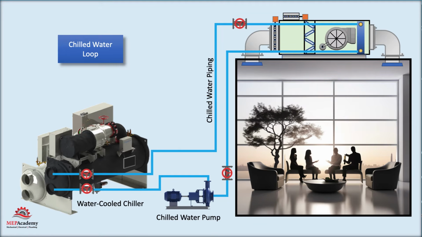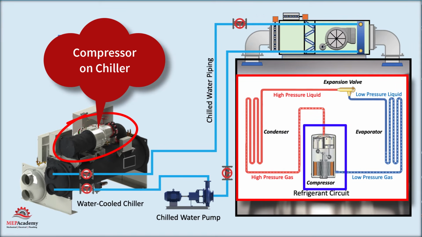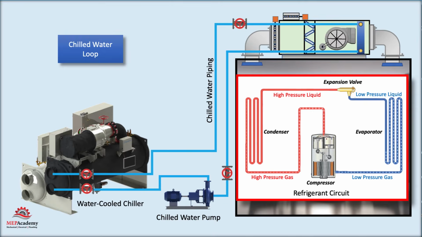The air handlers and fan coils circulate warm air over their chilled water coils, which cools the air sent back to the occupied spaces. The heat from the spaces is sent back to the chiller's evaporator in the chilled water return piping. That heat is absorbed into the chiller's refrigerant circuit of the evaporator. The compressor then increases its pressure and temperature before sending it to the condenser.